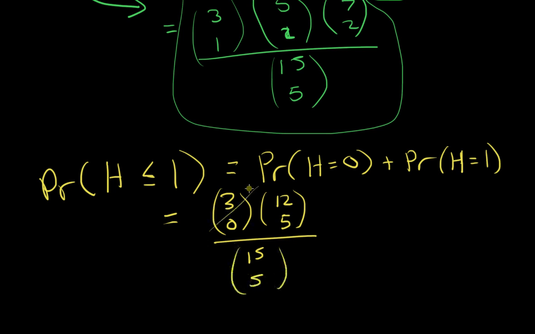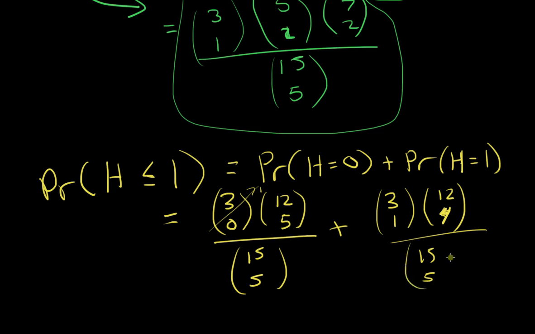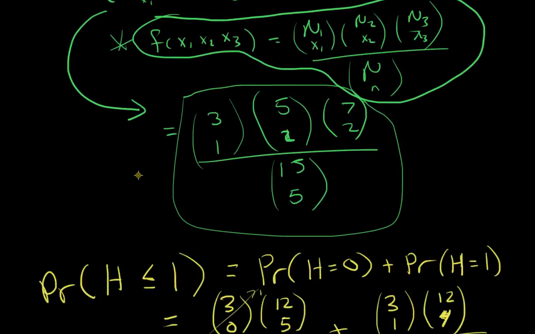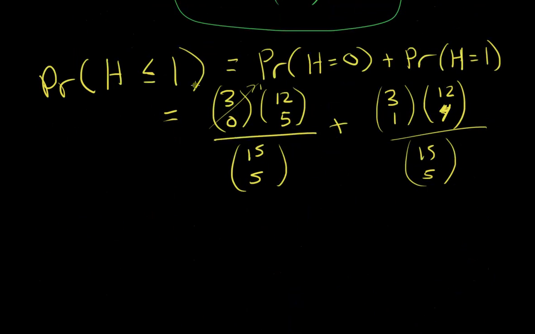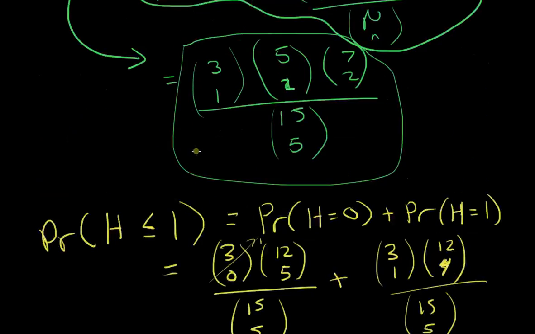3 choose 0 is just 1, so you could just write 1 there if you want to, or just not write it at all. Okay, and then plus 3 choose 1 home, 12 choose 4, right, the leftovers. All divided by 15 choose 5. All right, so this was multivariate hypergeometric, and this is single variable hypergeometric.